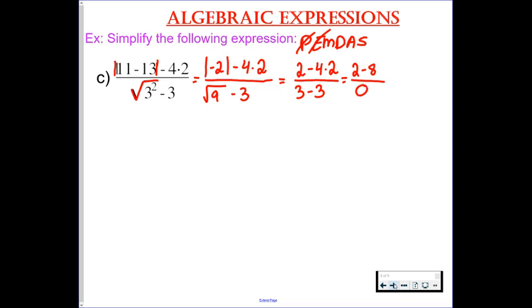Okay, notice how the bottom is 0. And we just wrote in our notes that anytime the bottom is 0, the expression is undefined. So we can just stop here. Because the bottom is 0, this is undefined.